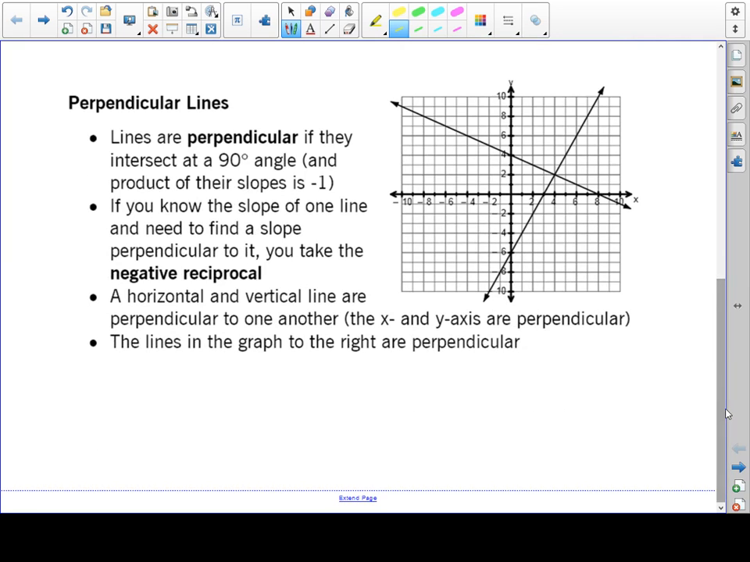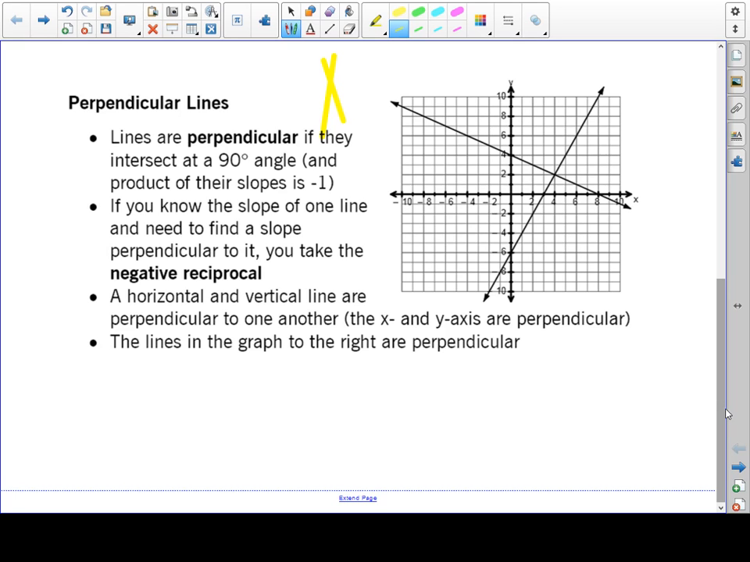Now let's talk about perpendicular lines. Lines are perpendicular if they intersect at a 90-degree angle. Okay, so I'll give you an example here. These lines do not meet at a 90-degree angle. They meet, but they don't meet at a 90-degree angle. Therefore, they're not perpendicular. Okay, so lines can be parallel, they can be perpendicular, or they can be neither. Perpendicular lines have to meet at a 90-degree angle.